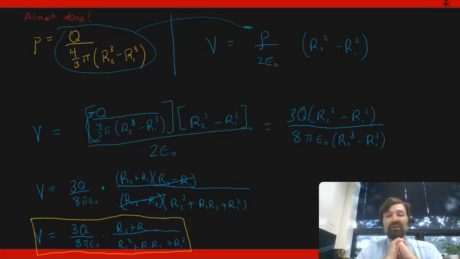So that is all for today's video. We have learned, hopefully, the basics of how to do potential due to a continuous charge distribution. It need not be a uniform one, but my example happened to be a uniform charge distribution. So hopefully you found this example helpful.